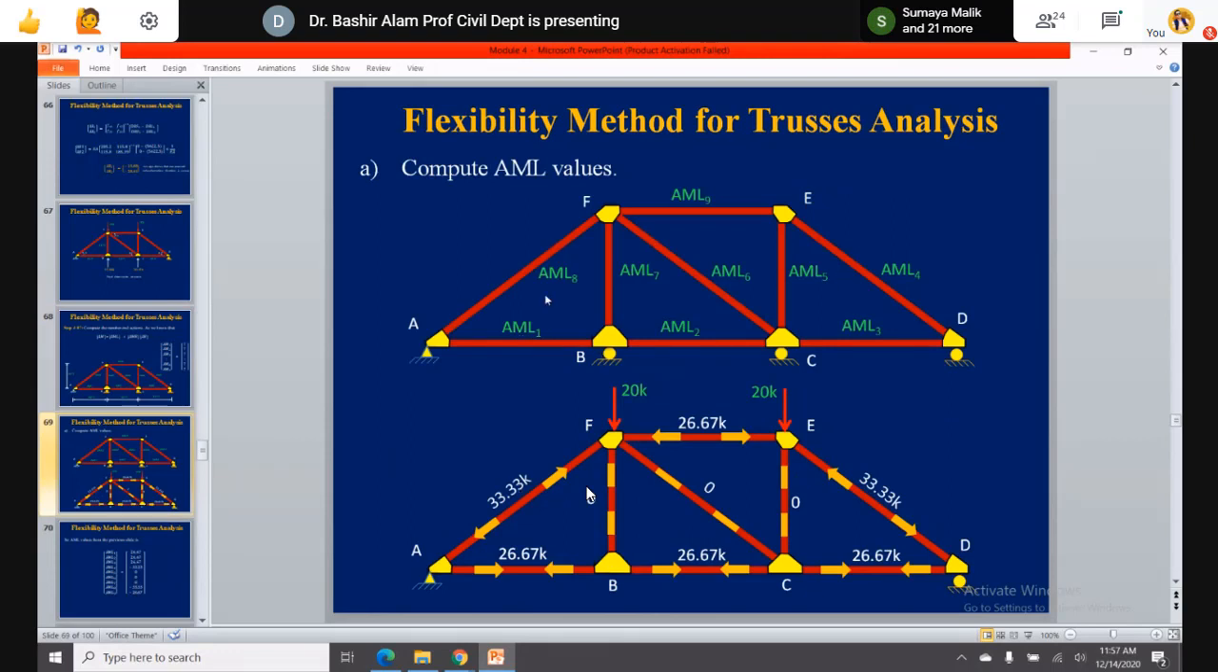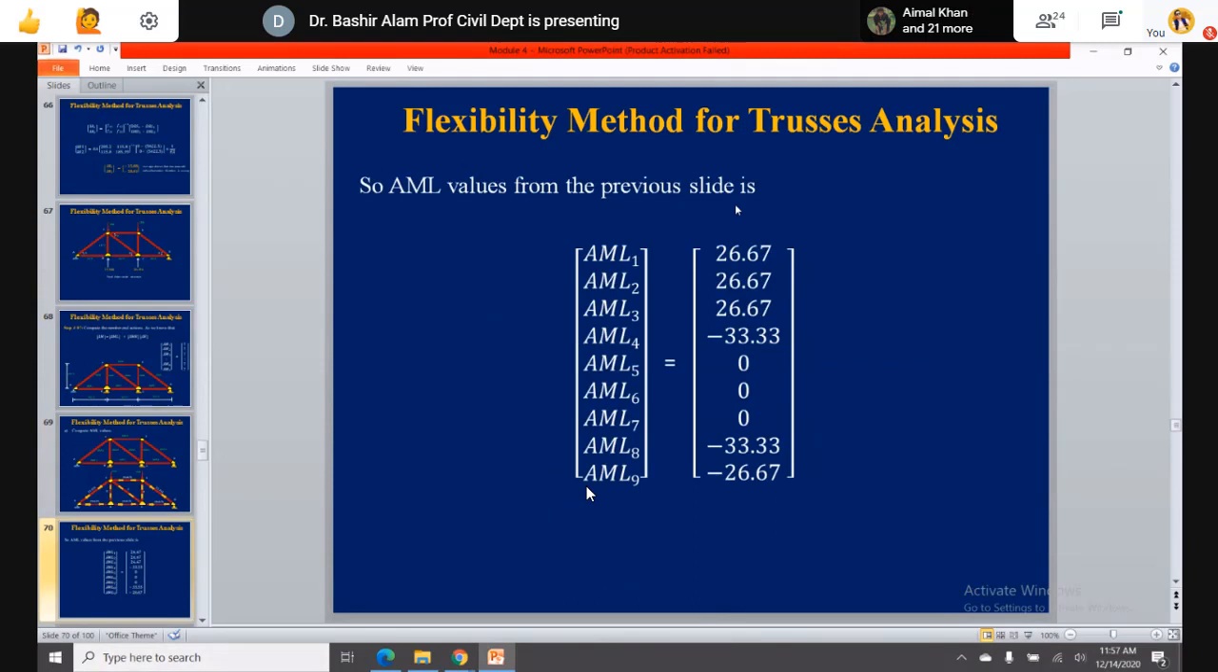We have this. So AML1 is coming 26.67, AML2 26.67, and this AML3 is 26.67. AML4 is minus 33.33. So here you see 26.67, 26.67, minus 33.33. And these are 0, 0, and again this one. So you should be very familiar by now with how we complete the AML matrix.